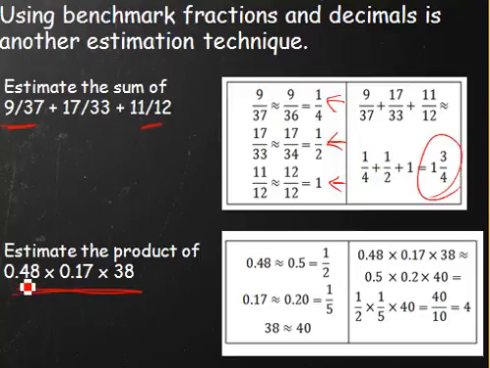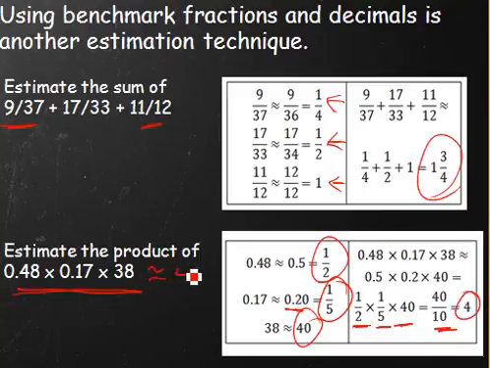For the product with decimals, I can estimate 0.48 as about a half, 0.17 is about 0.2, or a fifth, and 38 is about 40. Therefore, my estimation is 1/2 times 1/5, which is 1/10, and 1/10 times 40 is 40/10, and 40/10 is equal to 4. Therefore, my product is about 4.